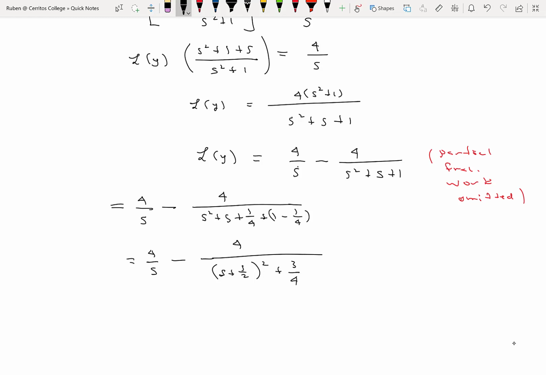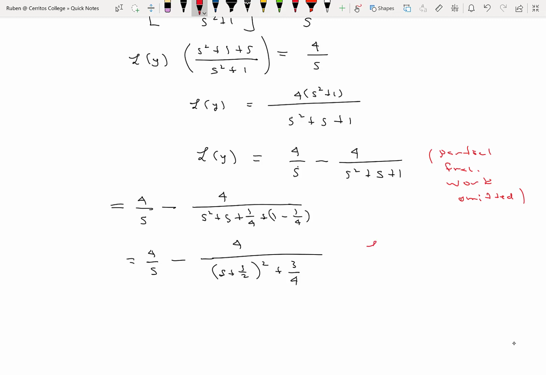And this looks like a shifted Laplace transform. If we didn't have that plus 1/2, it would be s squared plus 3/4 with a constant in the numerator. The inverse Laplace transform looks like a sine, but it is shifted. It is a shifted Laplace transform. So we're going to need the first shifting theorem, and I'll write it out right here, just to remind us.